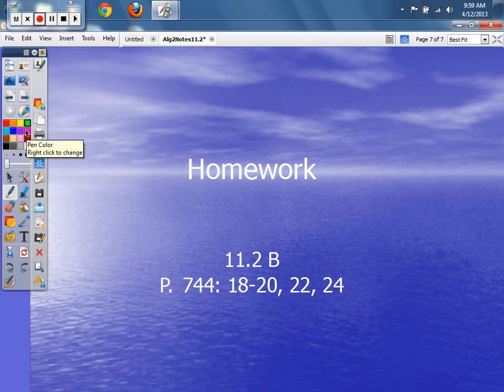Okay, your homework's going to be 11-2B. I'm going to have a worksheet for you, and then these extra problems, not too many, 18 through 20, 22, and 24. Okie dokie.